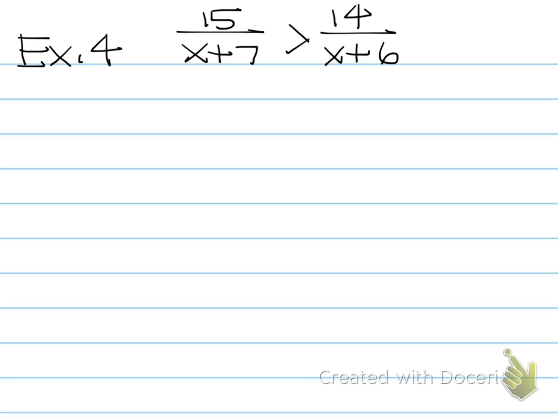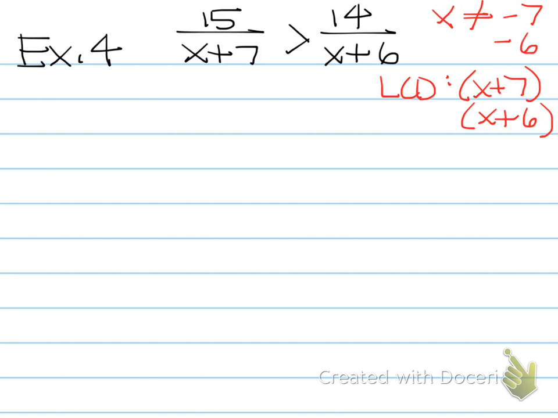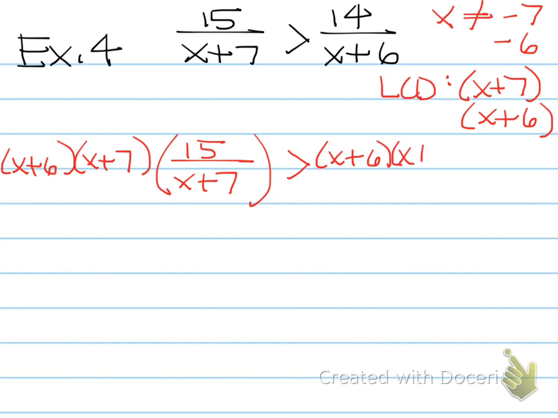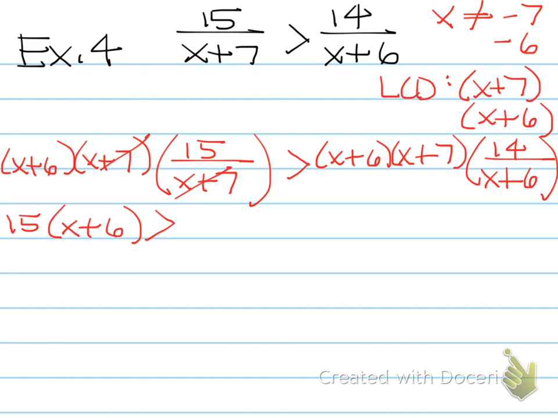All right, last example. Set the denominators equal to 0. We get x cannot equal negative 7 or negative 6. Lowest common denominator is x plus 7 times x plus 6. Multiply both terms by the lowest common denominator. And on the left side, the x plus 7s will cancel, leaving us with 15 times x plus 6. On the right side, the x plus 6s will cancel, leaving us with 14 times x plus 7.